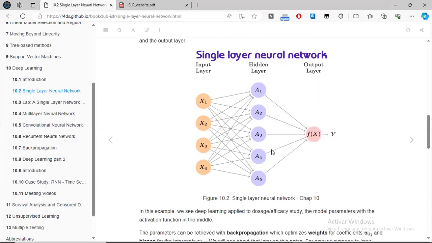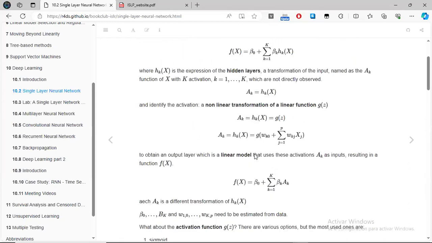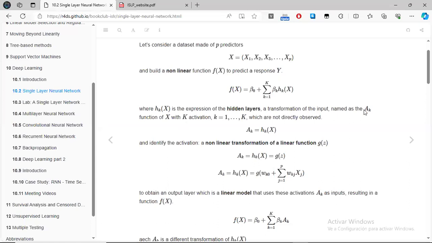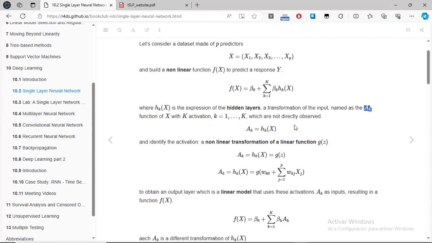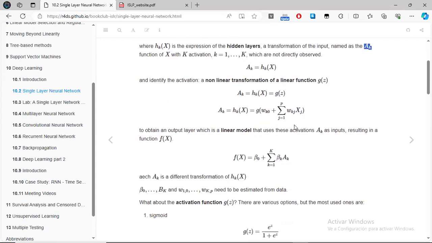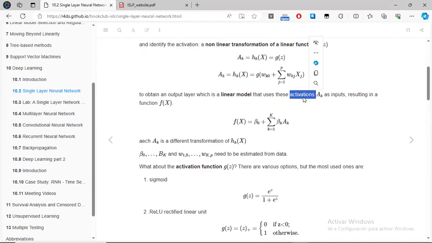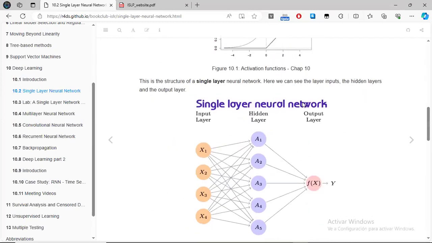Okay, and this is the structure of what we have been describing. We have our input layer, these are our P predictors. We transform them in some nonlinear way. These are our, well, I thought these were called activation functions. What is the actual name of this A sub K? Do you remember? Does anyone of you remember? No, I'm not sure. Was it activation? That was the activation. Yeah, okay. Thank you, Lily.